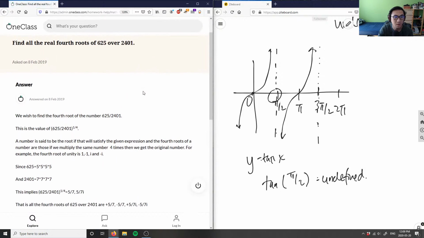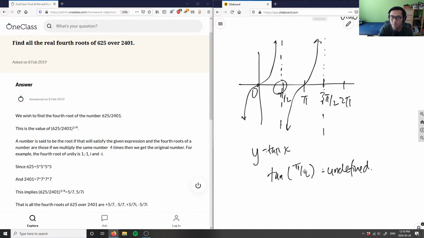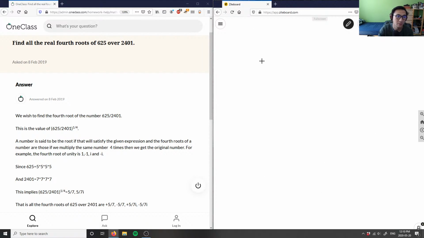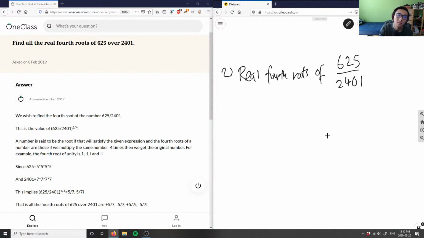Okay. It says find all the fourth roots. I think I've done this problem before, but we can do it again here. Find all the fourth roots of 625 over 2401. And this is the real fourth root, right? So I want the real fourth roots of 625 over 2401. So basically I want to find the fourth root of 625 over 2401.